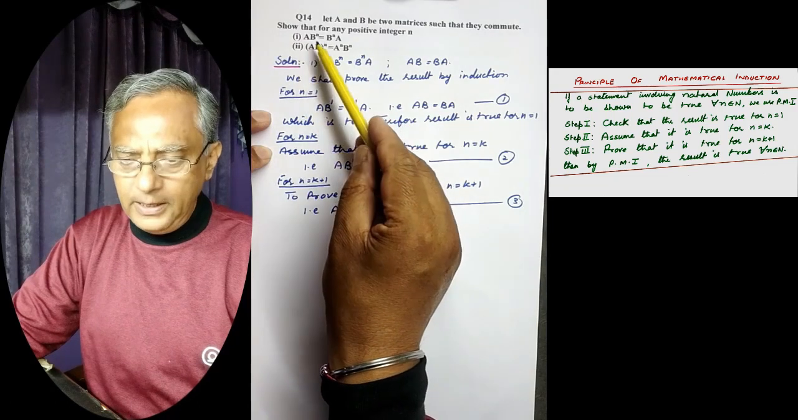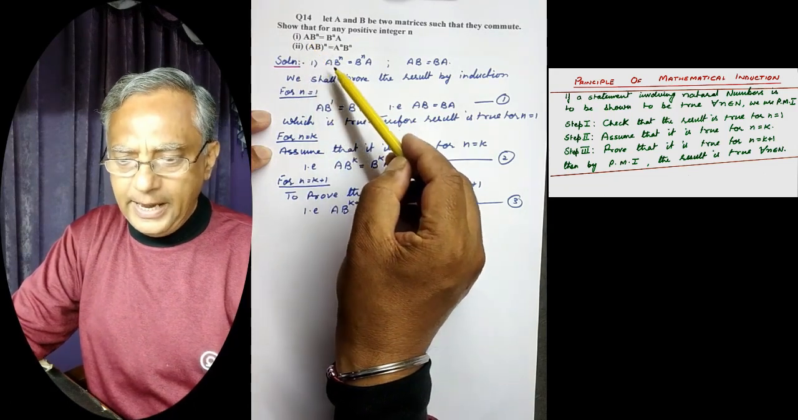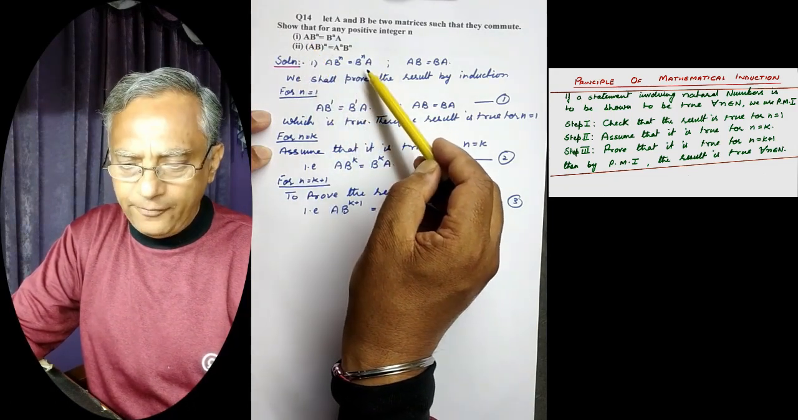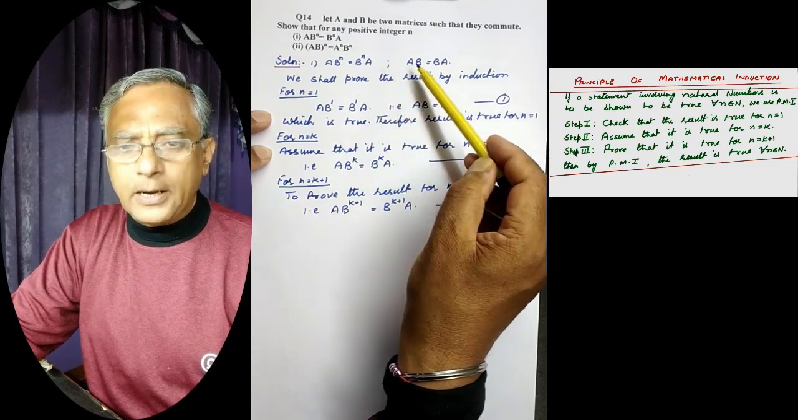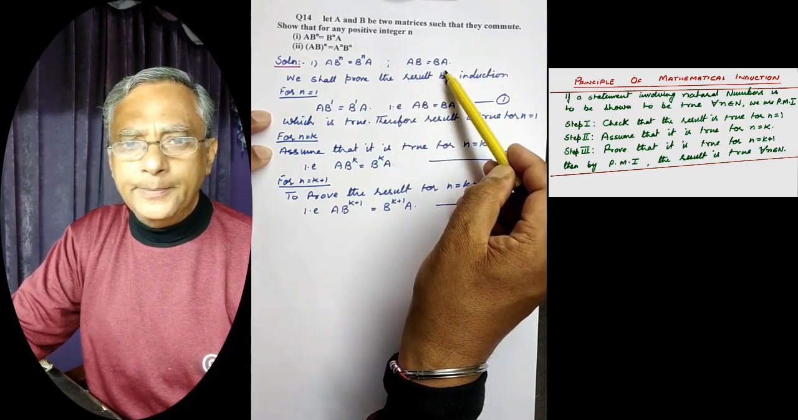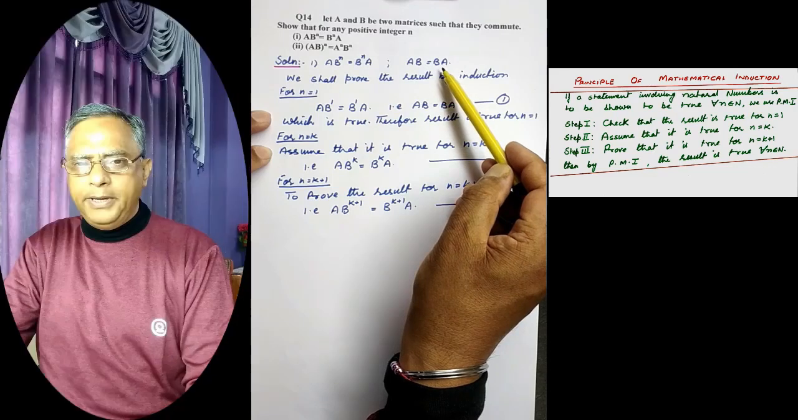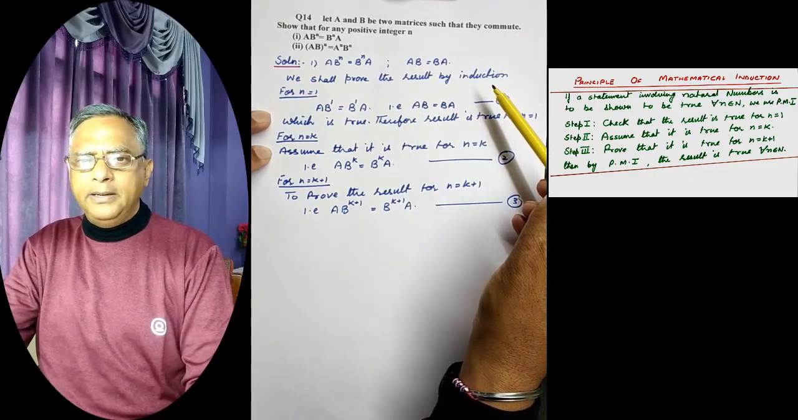Now we have to prove this result. (AB) to the power of n is B^n A^n, and we are given that A and B are commutative. That is, AB is equal to BA. We shall prove the result by induction.